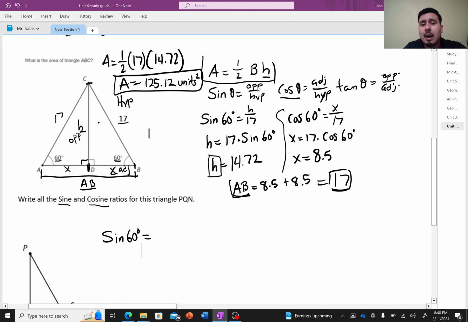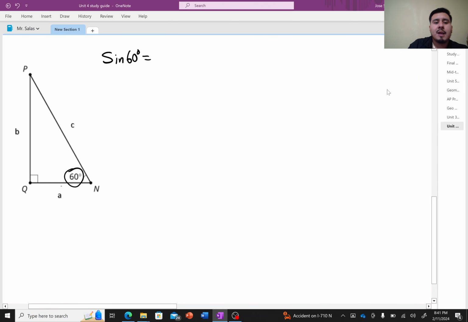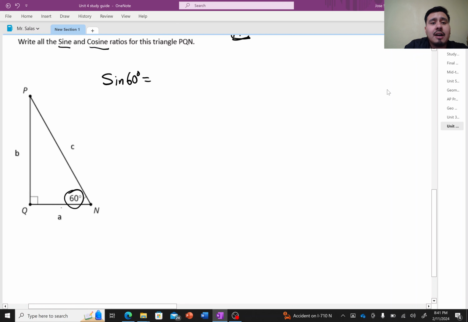Sine of theta is equal to opposite over hypotenuse. Cosine is adjacent over hypotenuse. And tangent is opposite over adjacent. Remember, SOHCAHTOA, right? So the sine of 60 degrees is, well, the opposite is B and the hypotenuse is C. So I'm going to go ahead and say the sine of 60 degrees is B over C.